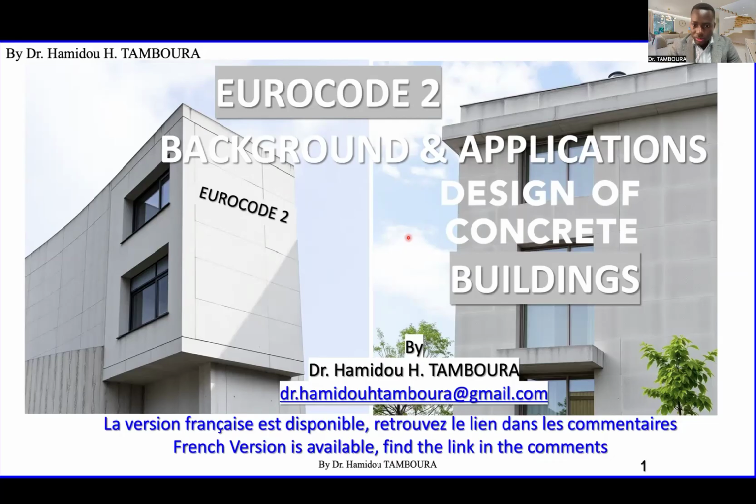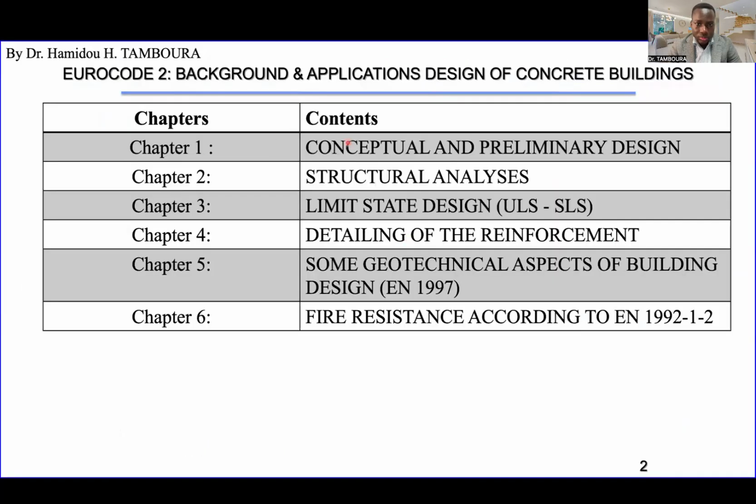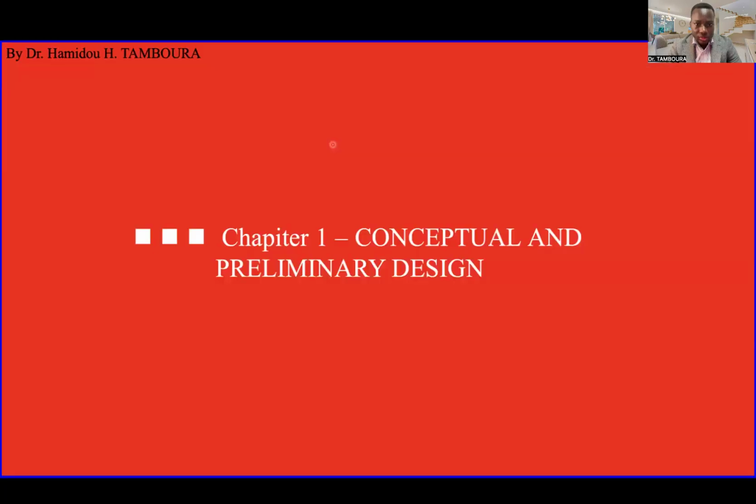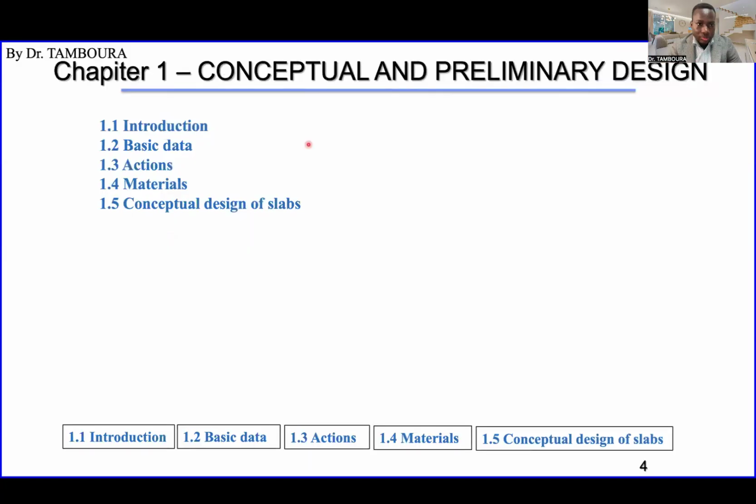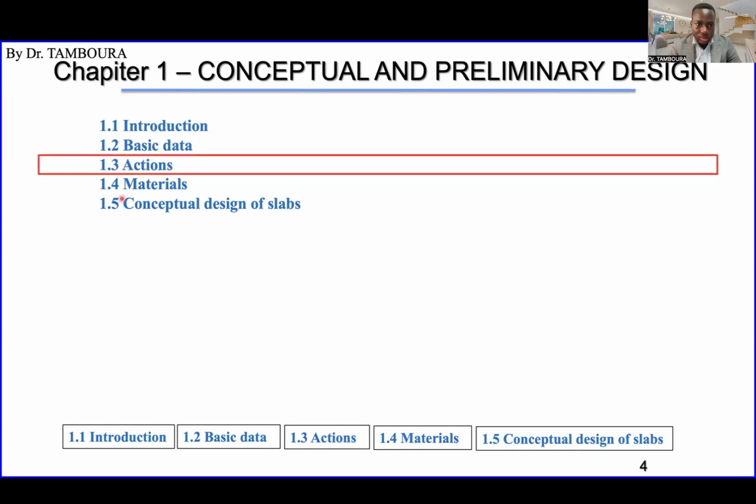We are going to proceed with chapter number 1, section number 3, I think. We did the basic data last time, okay? And this time is section number 3, actions. These actions mean we have to evaluate the forces acting on our building, okay?